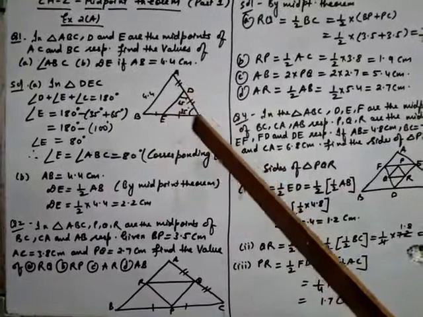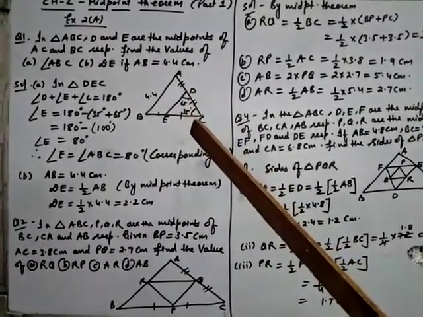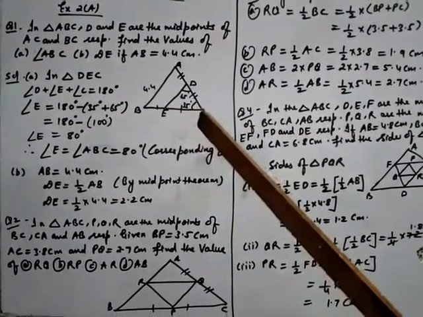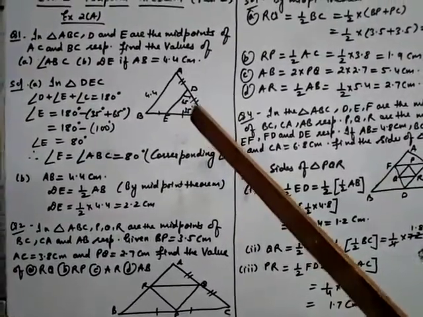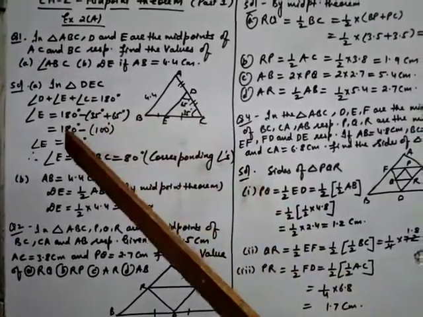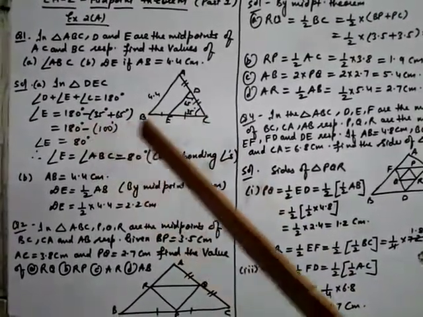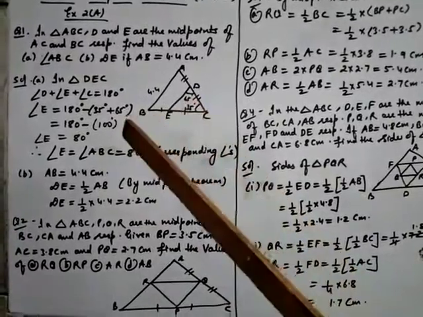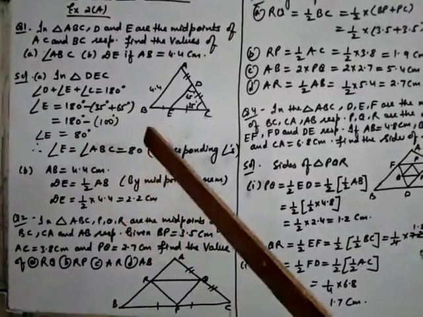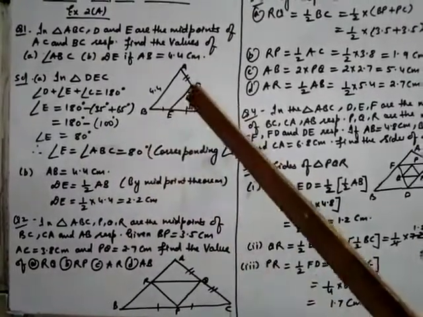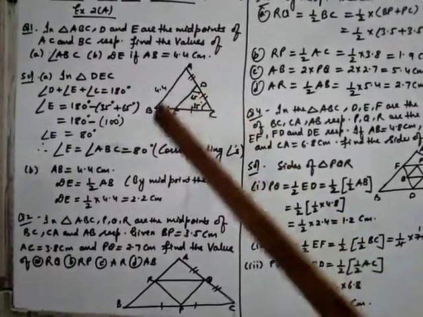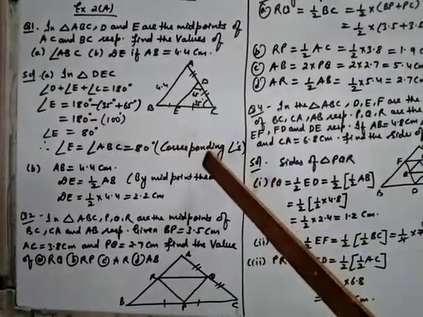In this small triangle DEC, angle D and angle C are given. Angle D is 65 degrees and angle C is 35 degrees. The sum of all angles of a triangle is equal to 180 degrees. Therefore, angle E equals 180 minus (35 plus 65), which is 180 minus 100, which is 80 degrees. So angle E is equal to angle ABC, as these are corresponding angles. Therefore, we can say that angle ABC is equal to 80 degrees.